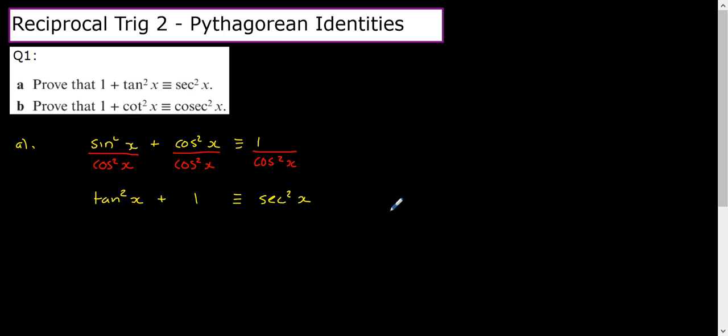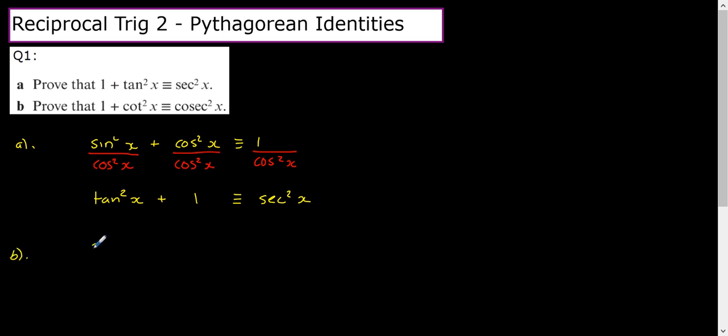So several people tend to have problems memorizing these identities. It's great if you can memorize them, but if you can't remember them, then you can always start with sine squared x plus cos squared x is 1, and divide everything through by cos squared x. That gives you this first identity.